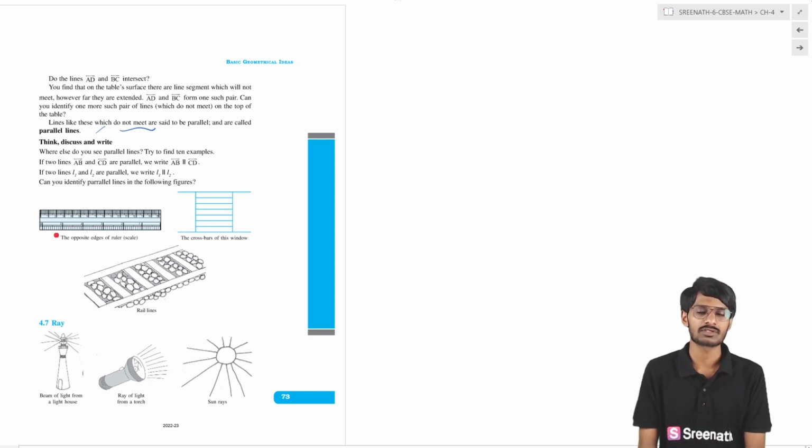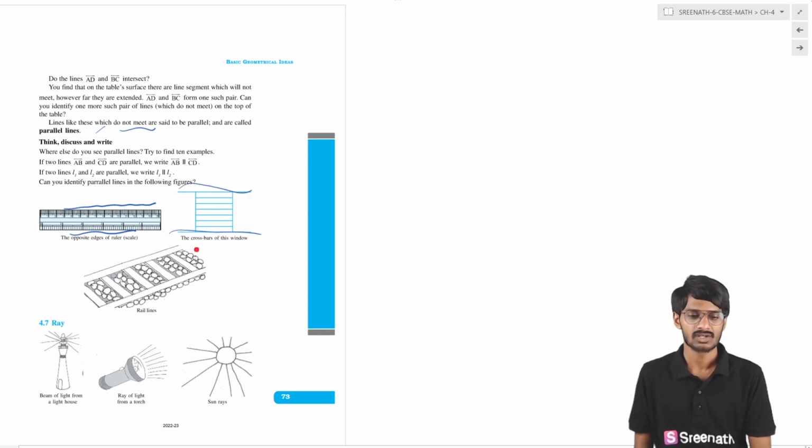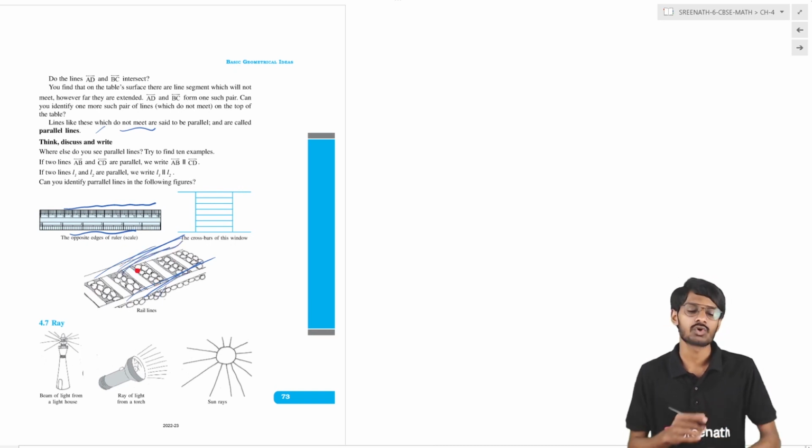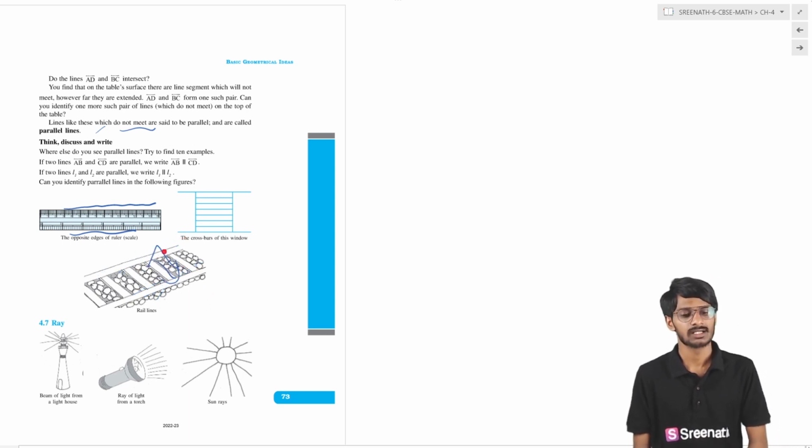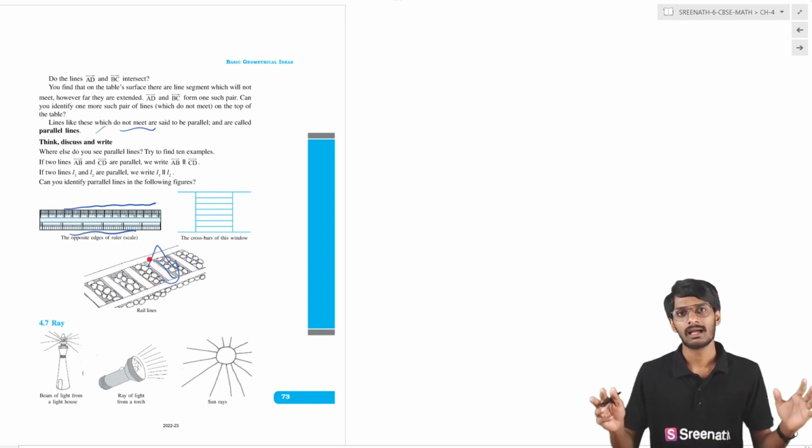Real life examples of parallel lines: take a scale, a ruler. This is one line and this is another line. Are these two intersecting? No. So these are parallel lines. One more example is the crossbars of a window. These are also lines. Are they intersecting? No. So these are also parallel. If you see a railway track, a train runs on two tracks, no? Are these two tracks intersecting? No. So these are parallel lines. The distance between parallel lines is constant throughout, students. So that is what you have to learn about parallel lines.